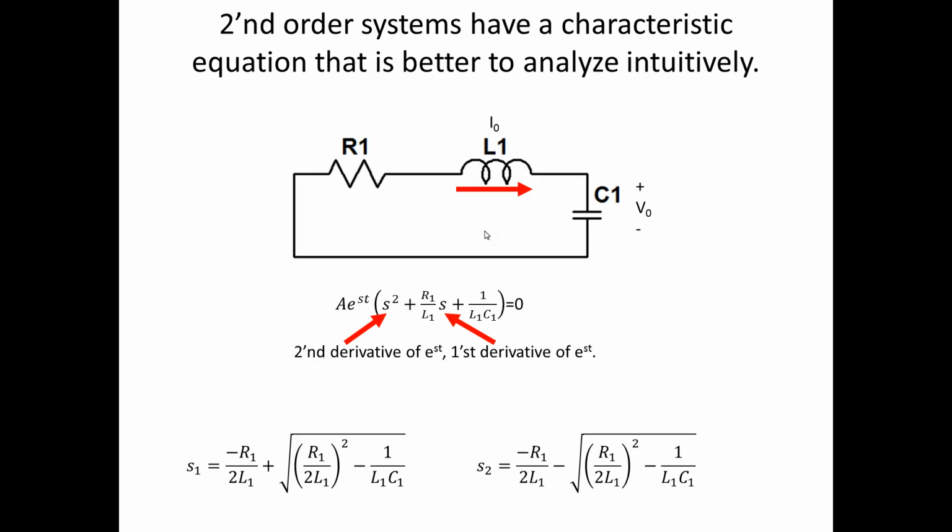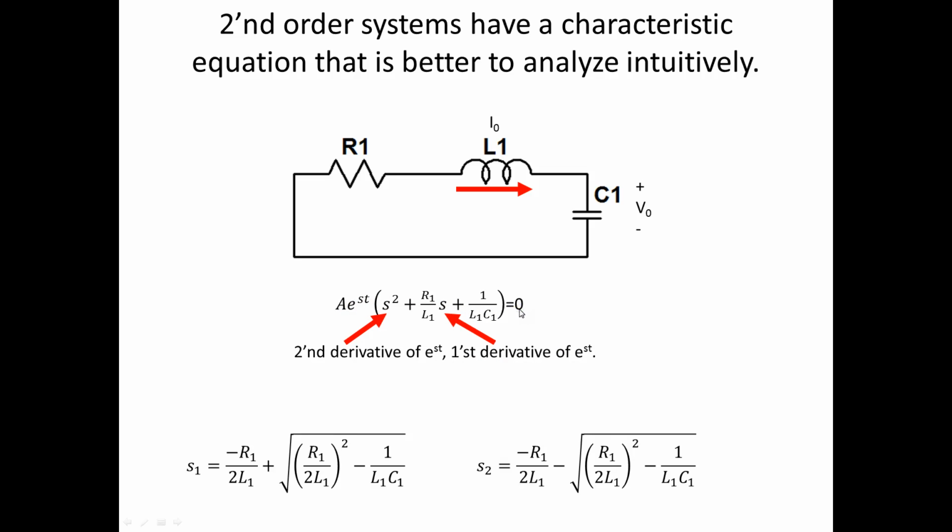Second order systems have a characteristic equation that is better to analyze intuitively. If we set up this series RLC circuit and we come up with a differential equation and we assume a solution of A e to the st, well, we can draw out of that s squared plus R1 over L1 s plus 1 over L1 C1. Remembering that this s squared is the second derivative of e to the st and this is the first derivative. Once we pull out the exponential, you're just left with that.